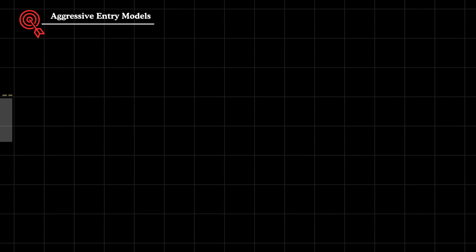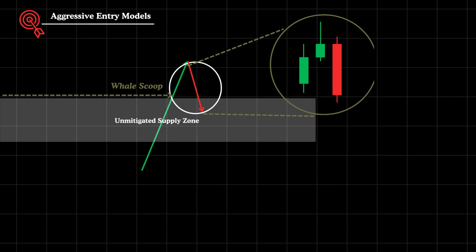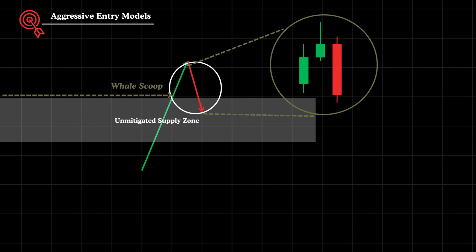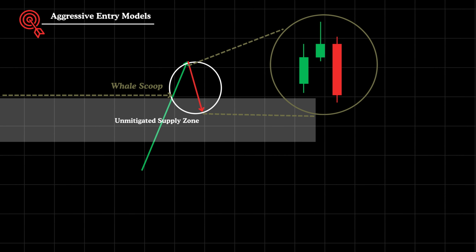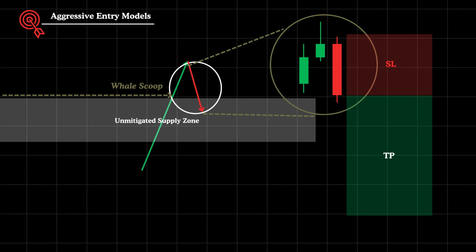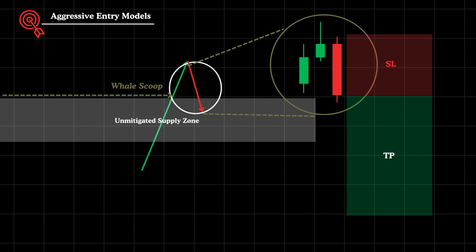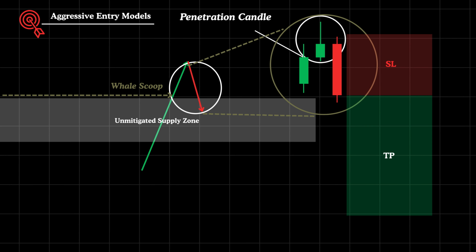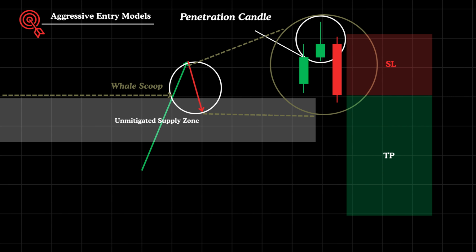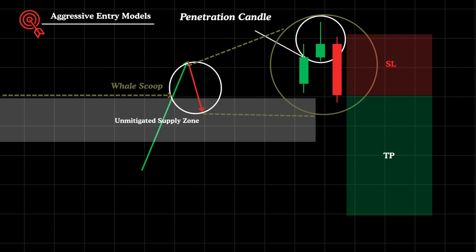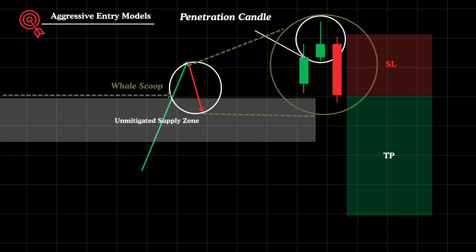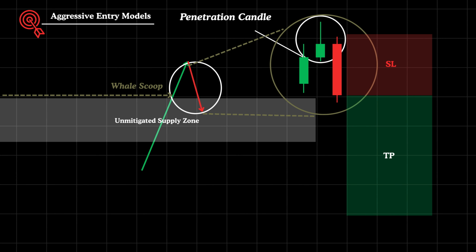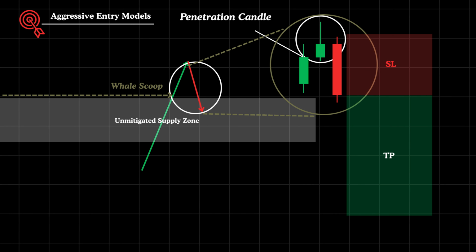Here's the step-by-step. After recognizing a legitimate whale scoop setup, wait for the market to print an engulfing candle. This candle must engulf the previous candles involved in the scoop structure. Once that candle forms, your entry is placed at its close. For stop-loss placement, you have 2 options. One is to set it a few pips beyond the penetration candle of the whale scoop. Alternatively, for a tighter setup and better risk-to-reward ratio, you can place the stop-loss a few pips beyond the engulfing candle itself. As for the take-profit target, you'll aim for the nearest external liquidity zones visible on the chart.